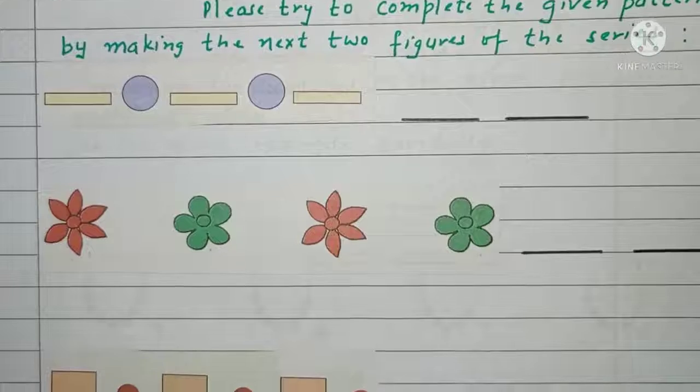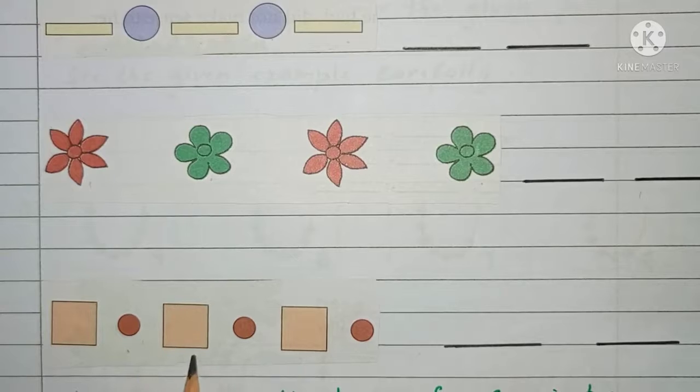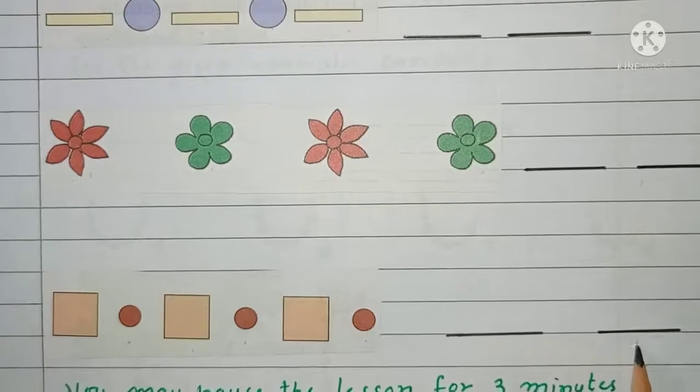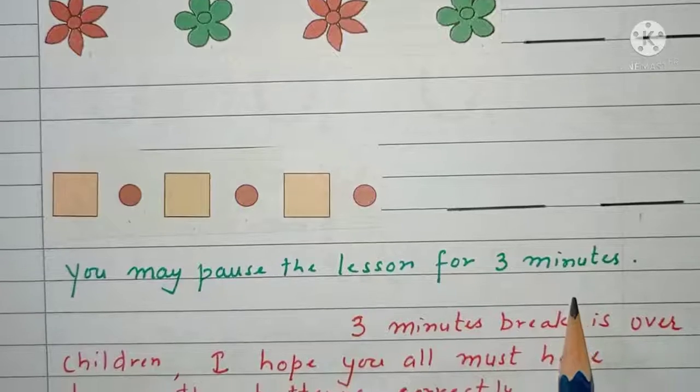So then we'll be having a pattern which is showing a square shape followed by a circle. Square followed by a circle. Square followed by a circle. So fill the next two dots. Okay. So you may pause the lesson here for 3 minutes.